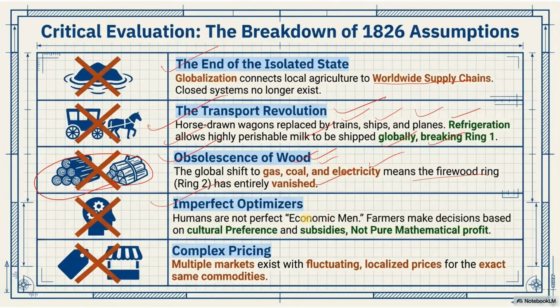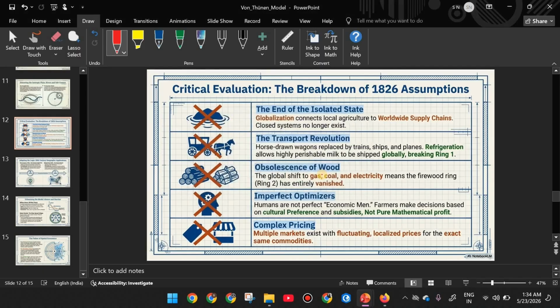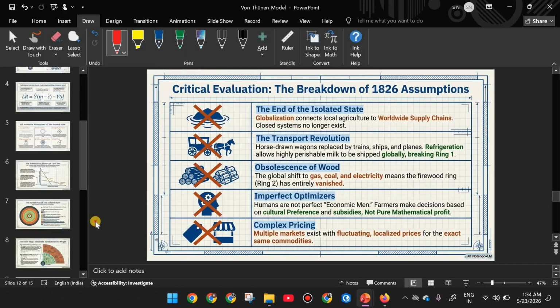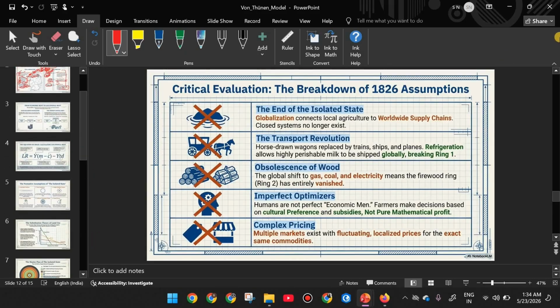The imperfect optimizer: humans are not always economic agents. Farmer decisions are based on cultural preference. Subsidies given by the government are not purely for mathematical profit, and there is also complex pricing, multiple market exits, fluctuating prices, localized prices for the exact same commodities. These criticisms are also very simple. This theory is a very simple theory, not a complicated one, but there are many things you have to keep in mind, so you need to do revisions here.